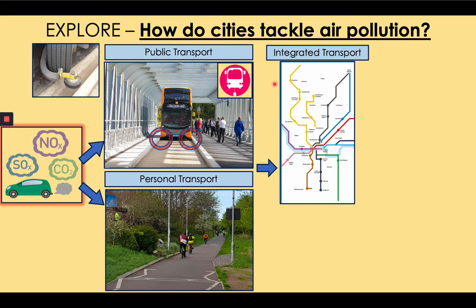This is possible because of integrated transport. In the best cities, you can get on a bus right outside your house and go straight to a train station or straight to your office in the centre, and then you can take the train without any effort at all because it's right there at the bus stop.